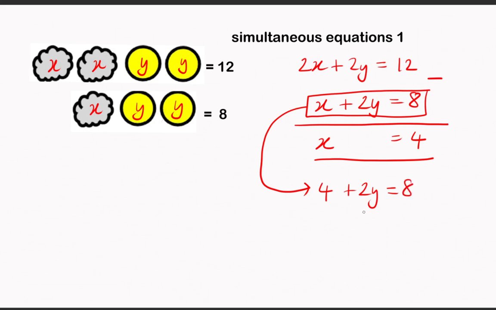And then just solve this like we did with algebra. So take the 4 to the side and subtract it. So we now know that 2y equals 4. So y must be equal to 2. Okay, so we have the same solution as before, when this was 4 and this was 2. So that's the method we're going to use.